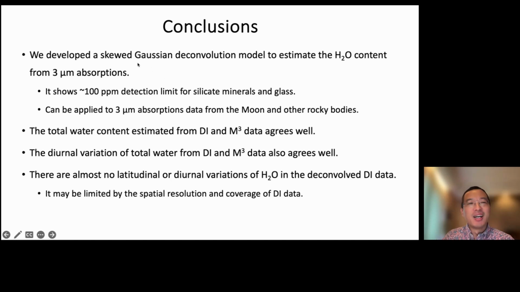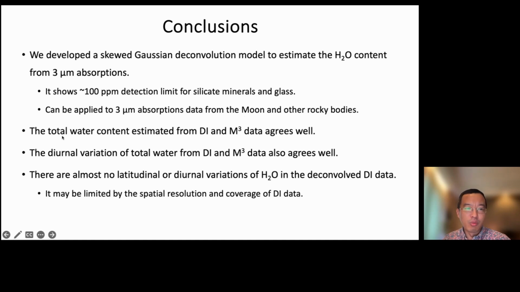Yeah, so we developed a skewed Gaussian deconvolution model to estimate the molecular water content from the 3 micron absorptions, and it shows around a 100 ppm detection limit for silicate minerals and glass. That can be applied to any spectral observations in the future that cover the 3 micron region of the Moon and other rocky bodies.